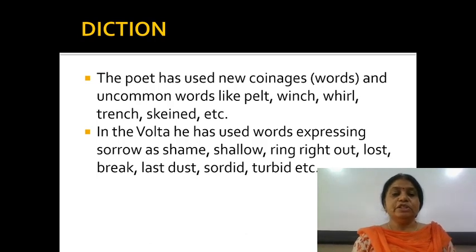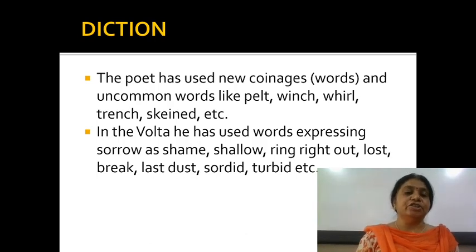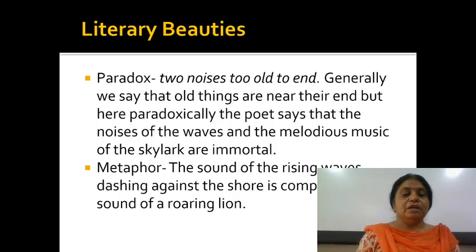Then in the volta, he has used words expressing sorrow. And those words are shame, shallow, ring right out, lost, break, last dust, sordid, turbid, etc. So you can find out in this poem another diction also, diction related to the movements of the sea, to the movement of the moon, etc.